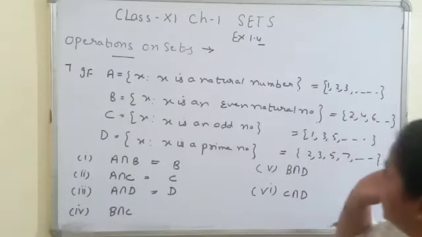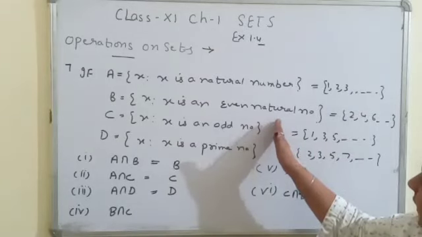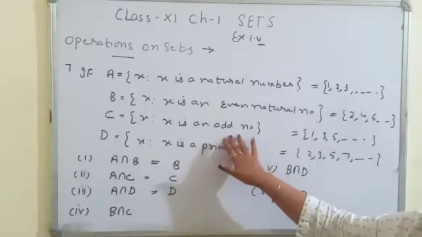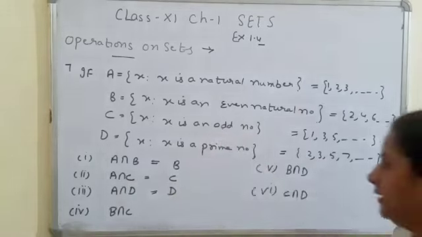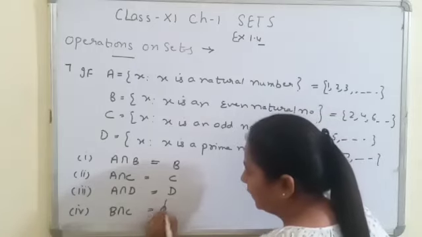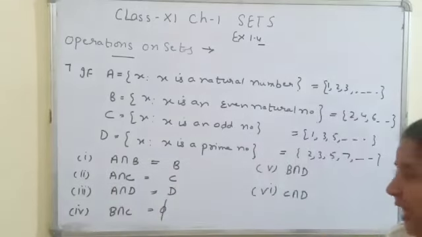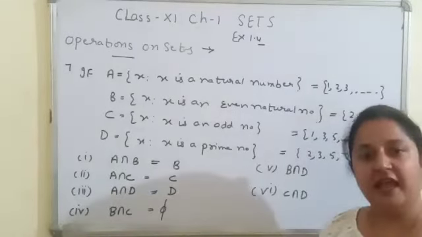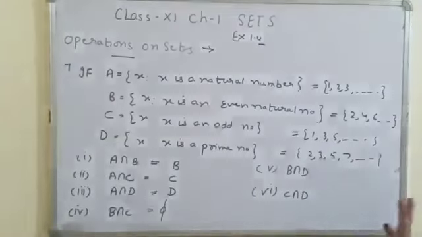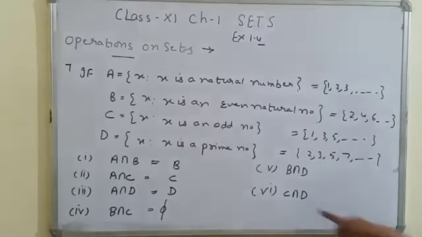B intersection C: even natural numbers and odd natural numbers. Even natural numbers 2, 4, 6, odd natural numbers 1, 3, 5. There is no common element. So the result is ∅, because there is no element which is even as well as odd.